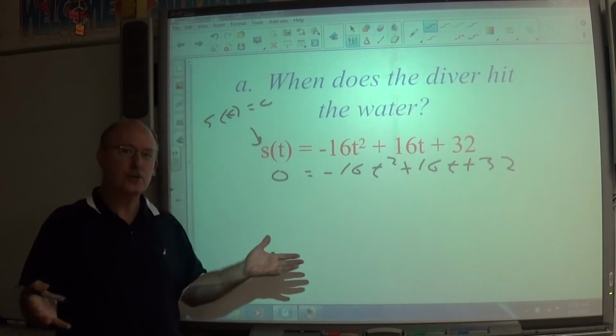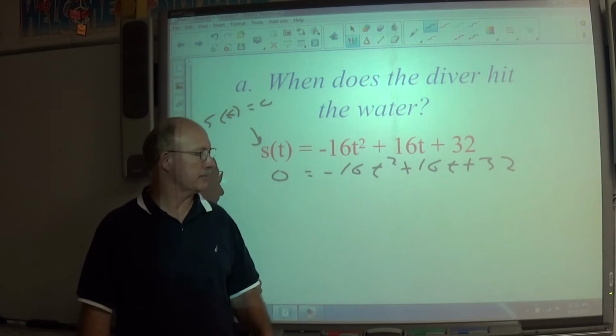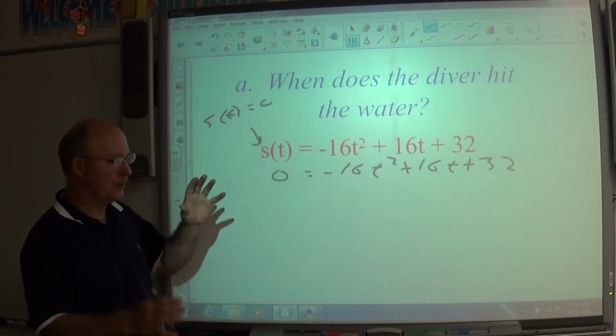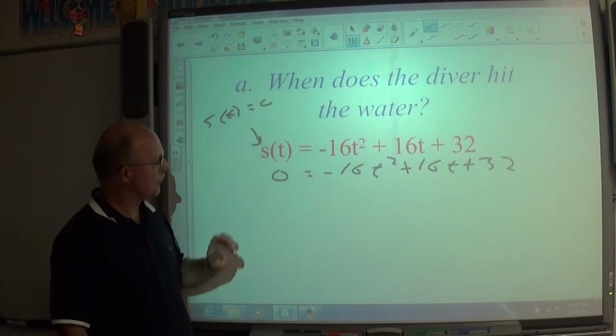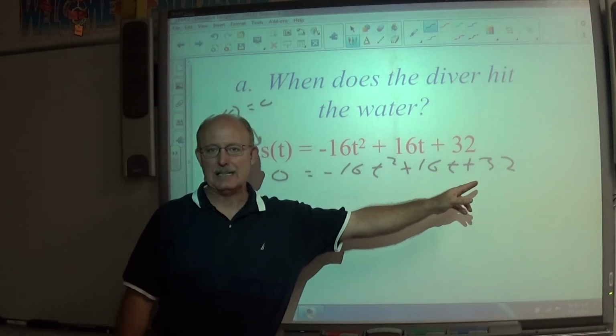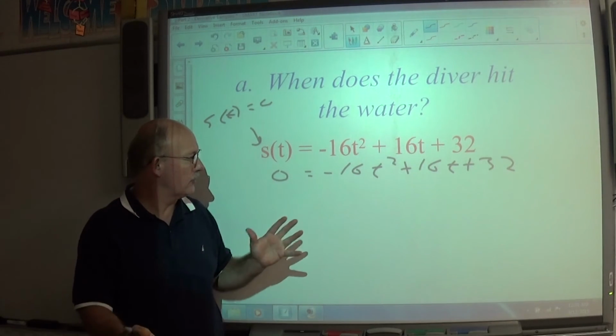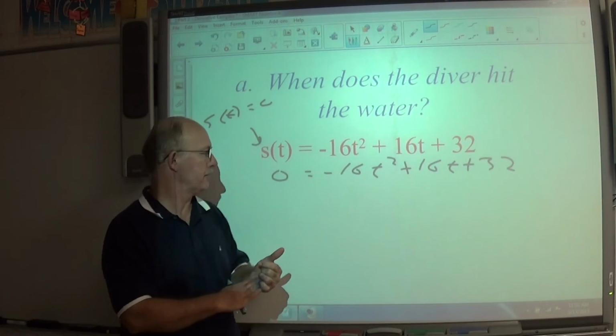So we have to figure out, first of all, when the diver is going to hit the water. He hits the water when his position is at 0 height. So let's substitute 0 in for s of t, and now we're going to solve this for t. This is a quadratic function, so we're going to have two time values.